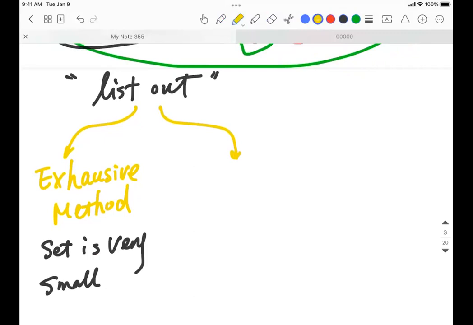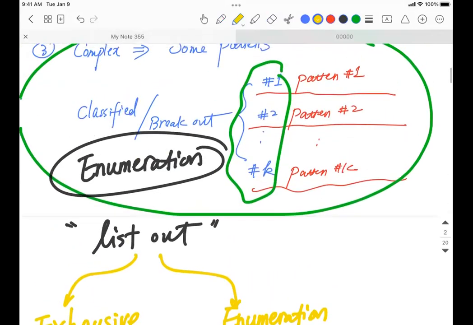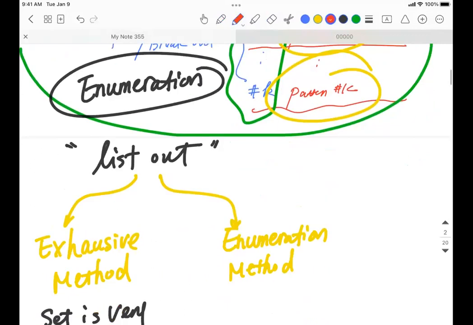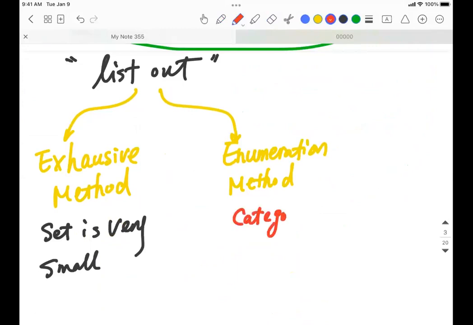While the other way of saying list out is actually our enumeration method. Enumeration means you want to list out the answer, but not in a very brute force way. On the contrary, you need to find out, do we have some local patterns? Even though there's not a global pattern, we can break them into different categories and try to find a pattern for each of these categories, right? Whenever you want to break them into these different categories, of course, you need to have some criteria. So what are your criteria?